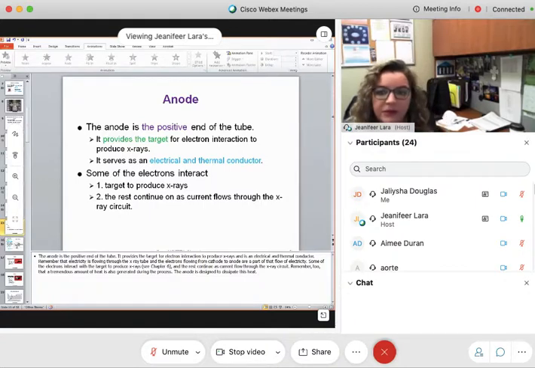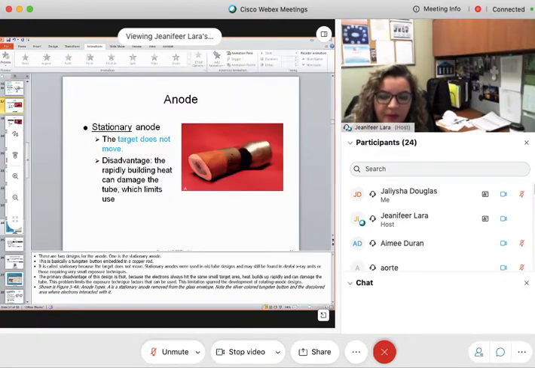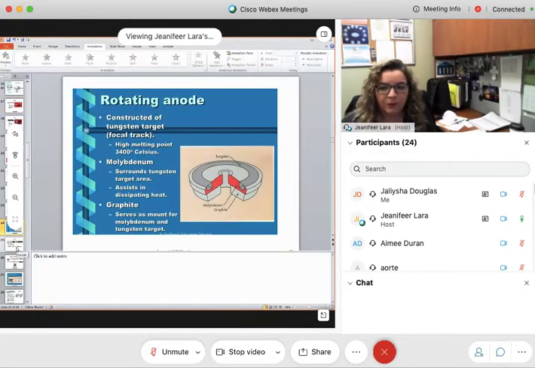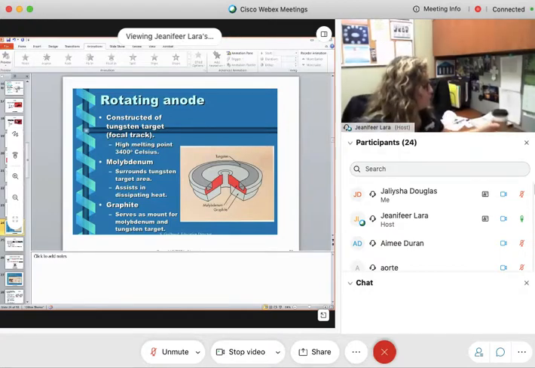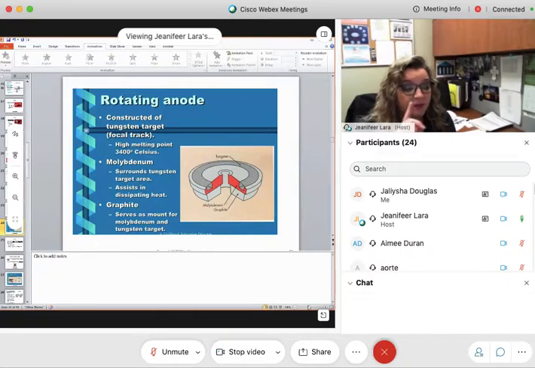All right, so moving on. We talked about different types of elements. We talked about different constructs of the anode. What is the anode disc primarily made of, Marisela? Tungsten. Tungsten, that's going to be the focal track.